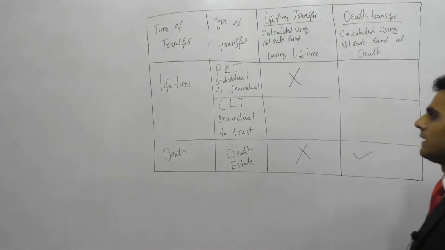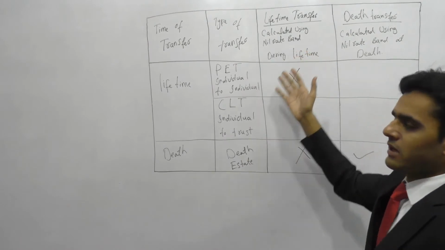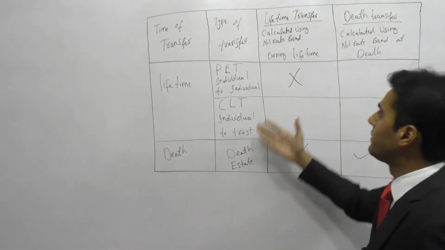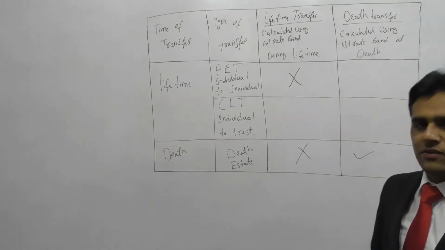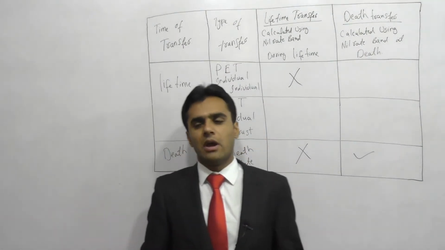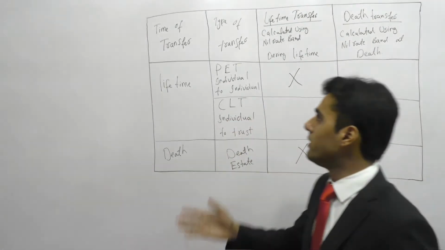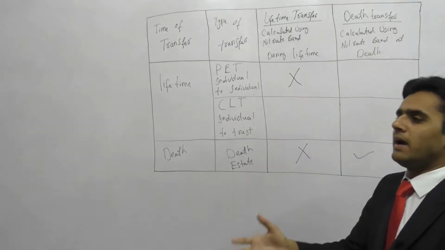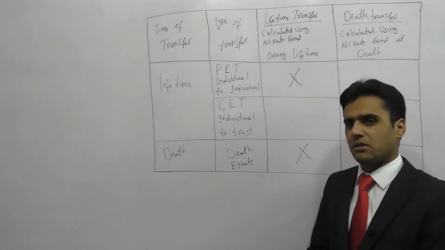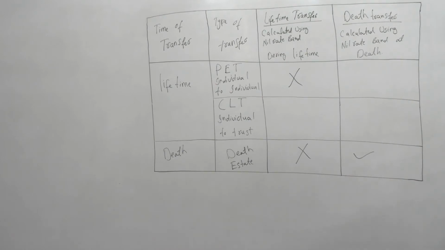So while calculating the value of the transfer, we will deduct the Nil Rate Band out of that, and on the remaining amount we will have to pay tax. So that's why it says calculated using Nil Rate Band during lifetime. Now, for the Nil Rate Band of £325,000, we will have two Nil Rate Bands. One is during the lifetime, and the other one is at death. Right? So on lifetime transfers, we will use the Nil Rate Band during lifetime, and on death transfers, we will use the Nil Rate Band at death. So there are two types of Nil Rate Bands.